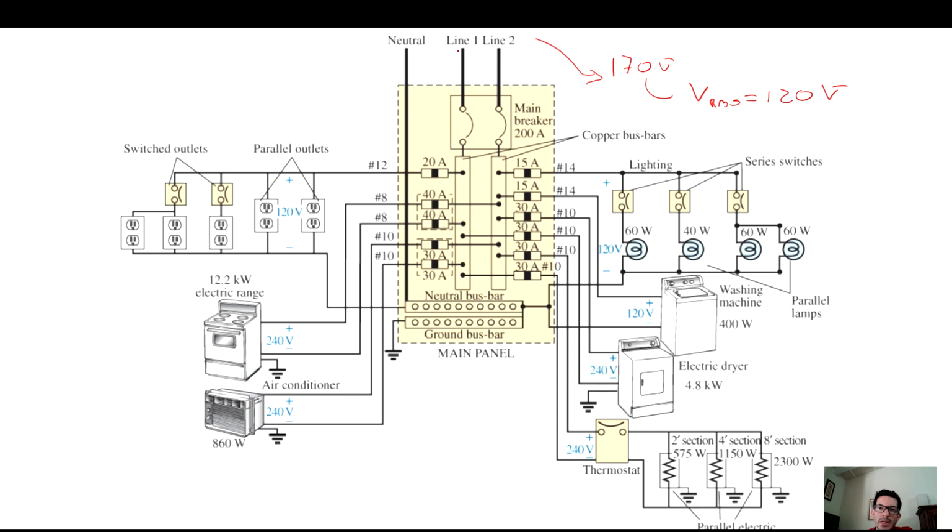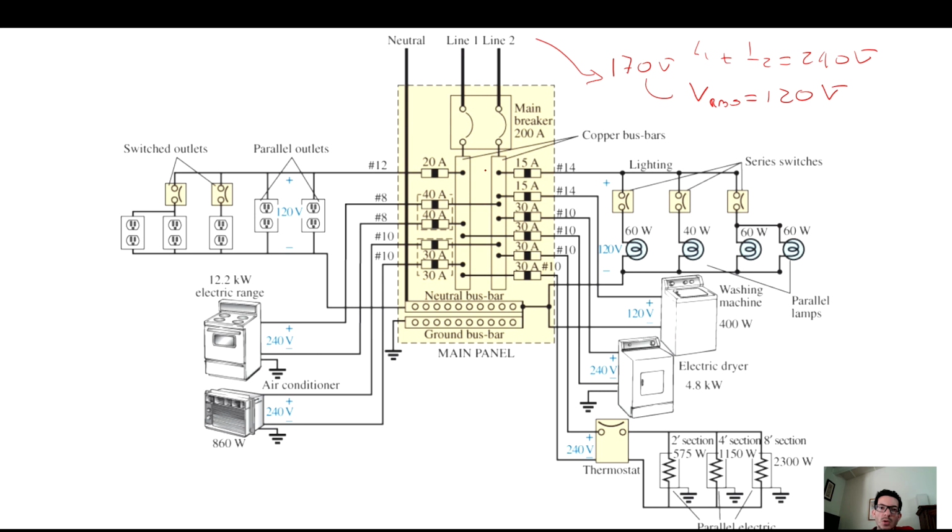And this one, line 1 has 120, line 2 has another 120. So in total, line 1 and line 2 will give you 240 volts. But not every application requires 240 volts. The reason is back in the 30s and 40s when they were setting up the grid for electricity, a lot of places already had a 120 volt outlet and their appliances were at 120 already. But 240 is much more efficient and 480 is even more efficient.